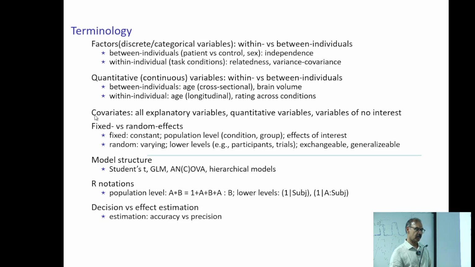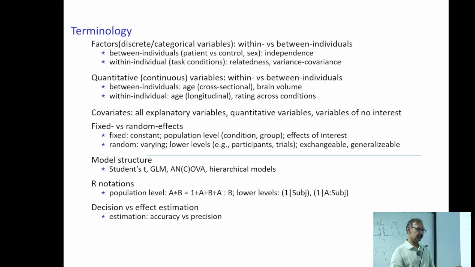And covariates are all explanatory variables, as well as variables of no interest, right? So like the motion parameters and so on, as well as, let's say, IQ, or how well you are doing in a test, like a cognitive test, they all are covariates. Depending on what you're studying, it would be either of interest or of no interest.